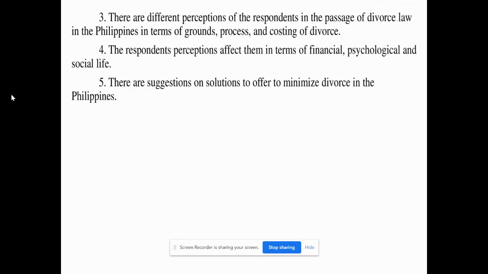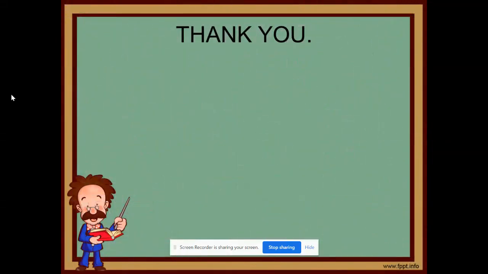Third, there are different perceptions of the respondents in the passage of divorce law in the Philippines in terms of grounds of divorce, process of divorce, and costing of divorce. Fourth, the respondents' perceptions affect them in terms of financial, psychological, and social life. And of course, teachers may suggest solutions to offer, if not to minimize, if not to eliminate divorce in the Philippines. So, for your significance, also write who will benefit from your study. Of course, the students, of course, the teachers, and so on and so forth.